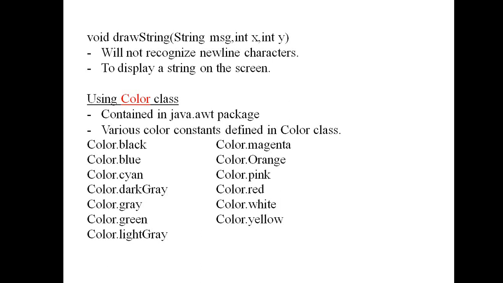So how to set the color? Here we need to draw a string, that is, whatever command we have given to the applet will be displayed by using drawString. This is the first method we discussed when we explained the first applet program, drawString. drawString has 3 arguments: the string that should be displayed.